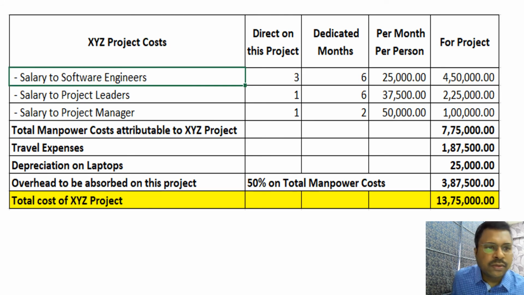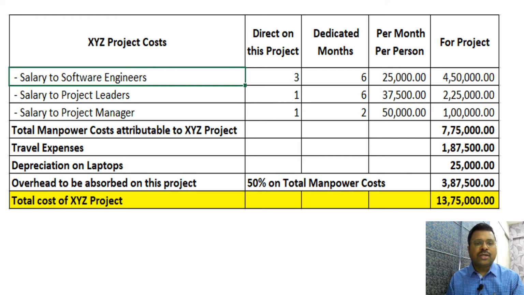Now let us calculate what is the project XYZ cost. Now it is clearly mentioned that 3 software engineers and 1 project leader worked completely on this project for 6 months. So we have already calculated what is the salary per month for all the manpower, that is software engineer, project leader and project manager. And software engineer, 3 people worked for 6 months and their salary per month per person is 25,000. So the total salary cost for this project is 4,50,000.